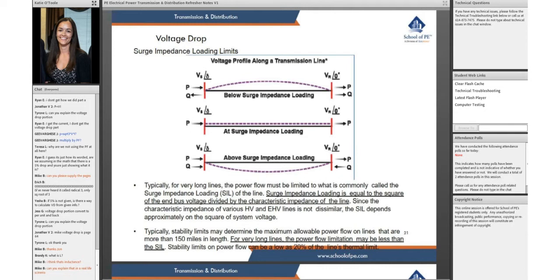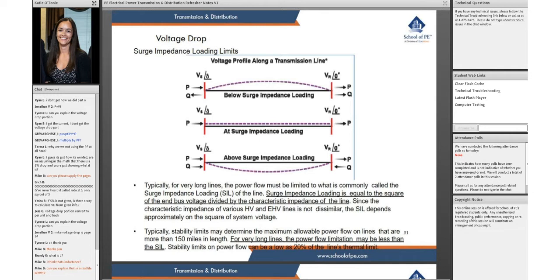Typically, the stability limits may determine the maximum allowable power flow on lines that are more than 150 miles in length. For very long lines, the power flow limitation may be less than the SIL. Stability limits on the power flow can be as low as 20% of the line's thermal limit.